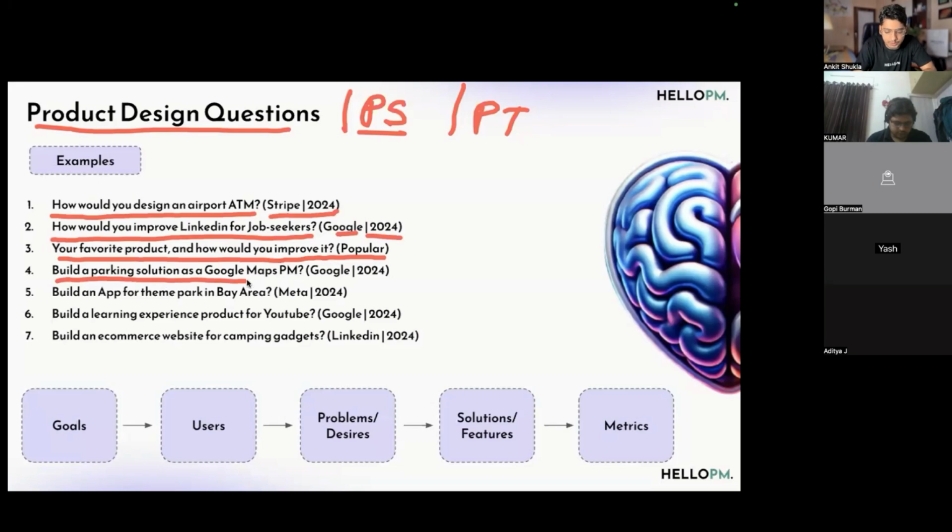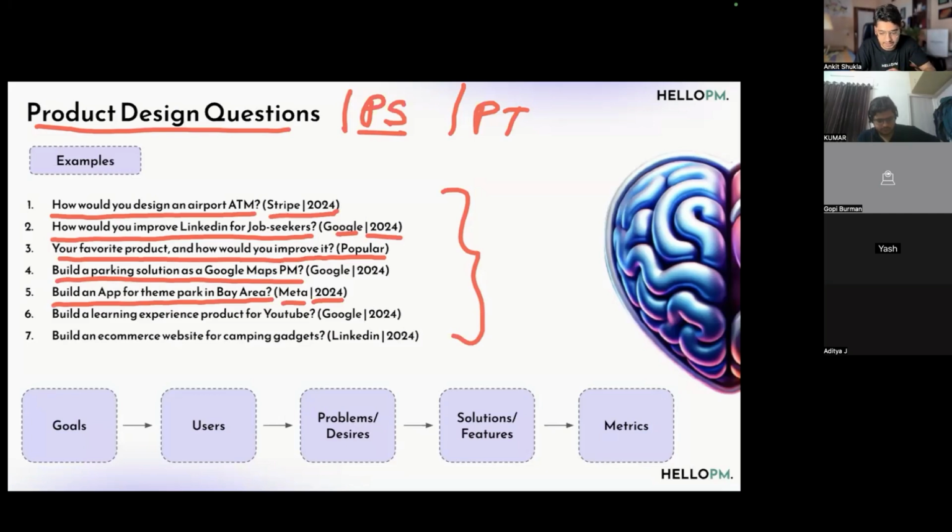Build a parking solution as Google Maps PM. Build an app for a theme park in Bay Area. Meta 2024. Okay, these are similar kinds of questions. I'm sure people are aware of these kinds of questions. These questions are very popular and very common because they help understand if you can operate as a PM or not, if you can think from the user perspective or not, if you can balance between the user and the business needs or not, whether you know about execution or not.